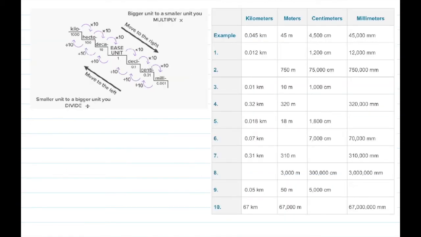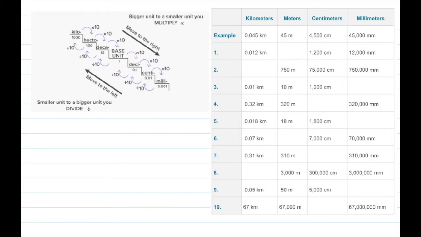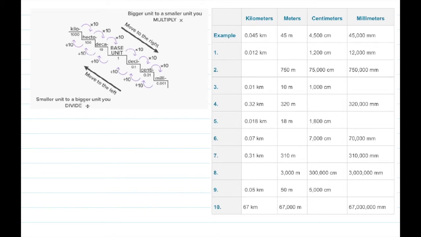Now we have this chart right here. We are going to try and fill out all the empty spaces that we have right here, right here, right here, and right here. So we're going to fill out those spaces by converting using my chart, the same one we were using before.